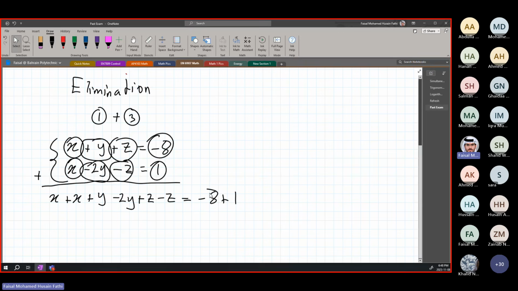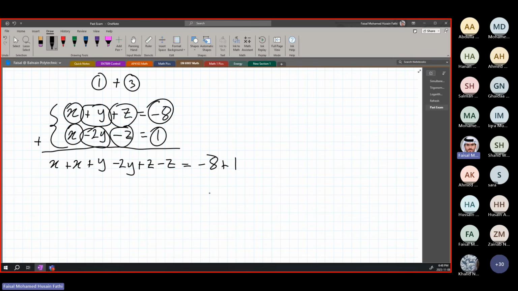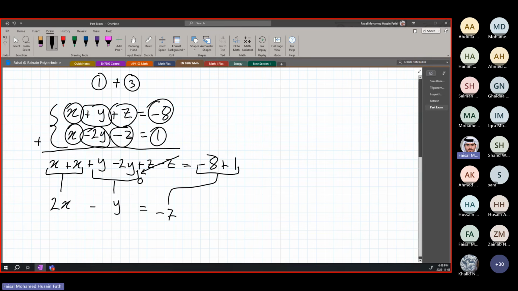As you can see, z minus z is automatically eliminated. So we are left with x plus x is 2x, y minus 2y is minus y, and we can just say this is minus y, and then it is equal to minus 8 plus 1, which is minus 7. So we got our new equation. We'll call this equation 4.